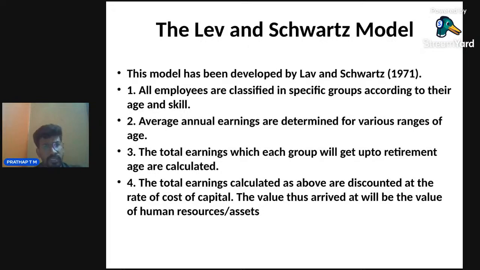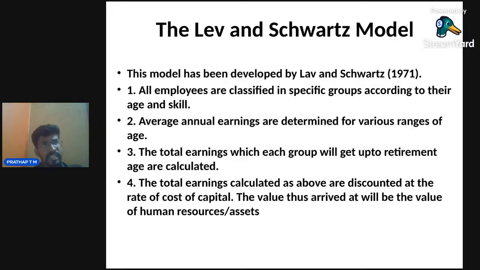So in this method, we will follow a 5 step model. What is the method we are following? In that, we are classifying employees into specific groups according to their age and skills. Let's take an example: in your organization there are 4 different age groups of employees working.